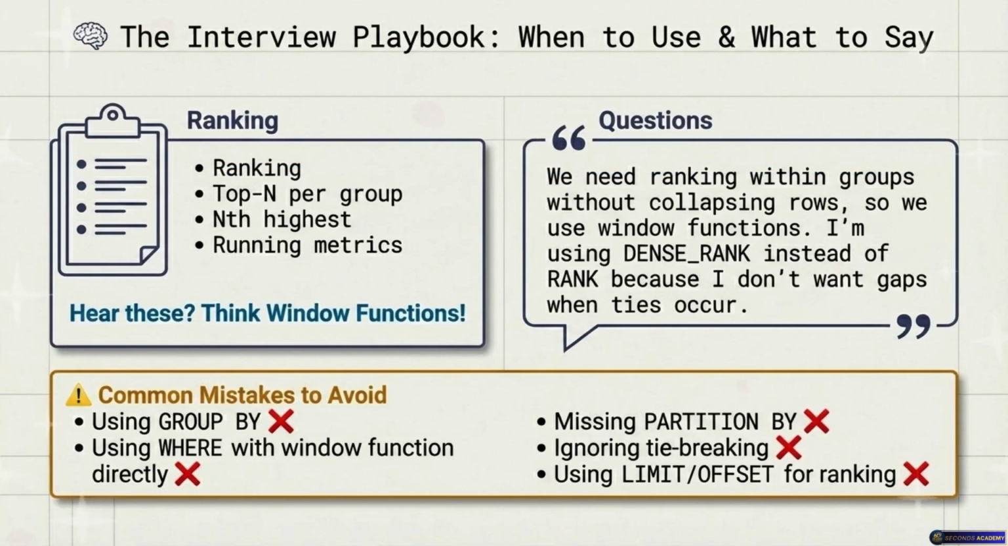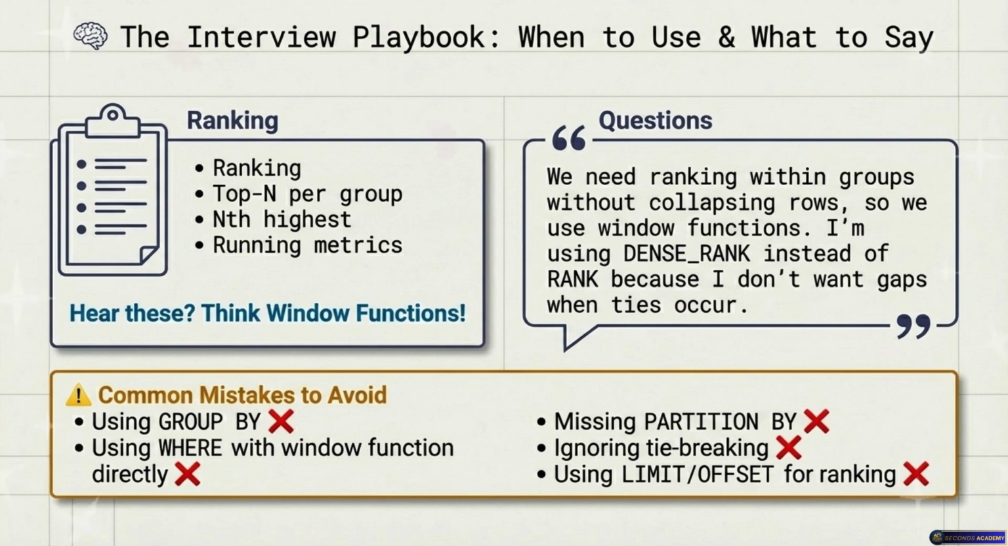Okay, so you should say something like, we need ranking within groups without collapsing rows, so I'm using window functions. I'm using DENSE_RANK instead of RANK because I don't want gaps when ties occur. Perfect. And then you add, because window functions evaluate in the projection phase, I am wrapping the logic in a CTE to materialize the ranks, allowing the outer query's WHERE clause to filter for the top 2 records. That sounds incredibly professional. Narrating the engine mechanics proves you aren't just memorizing syntax, you know? It shows you understand how the parser physically interacts with memory. And that's exactly what they want to see.